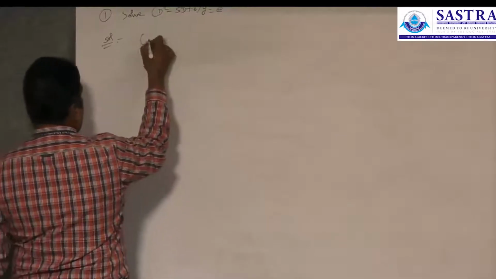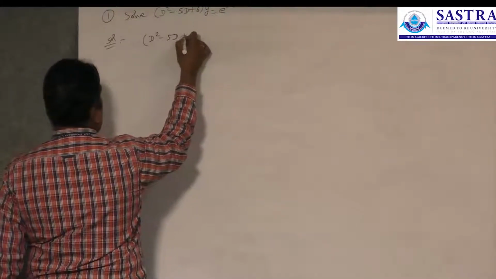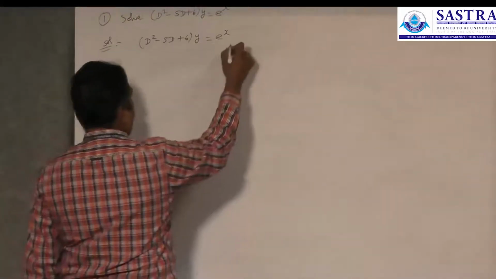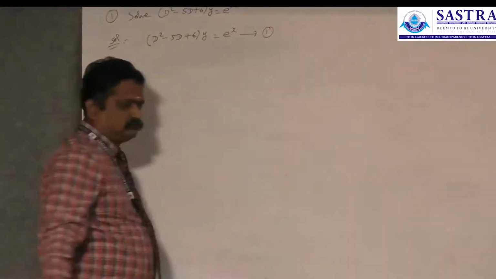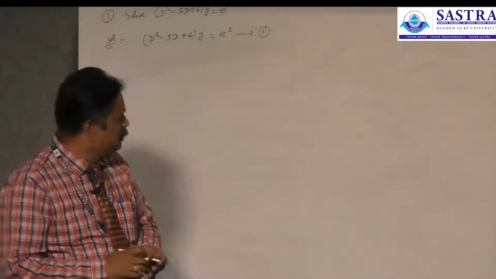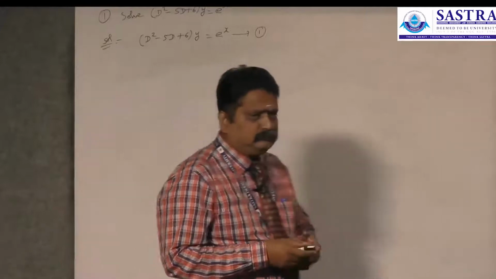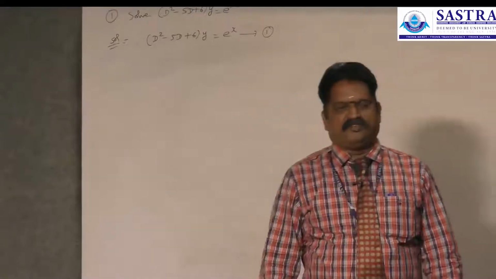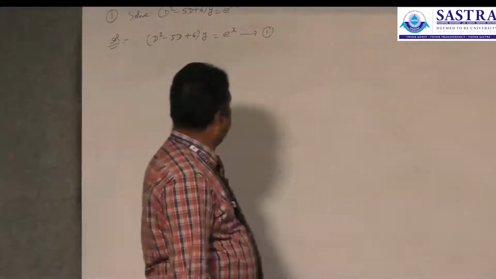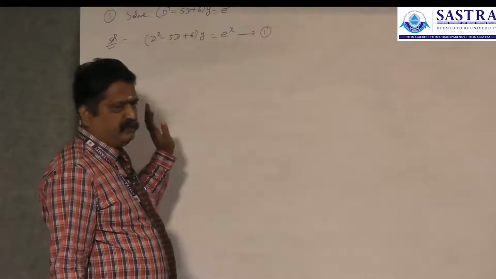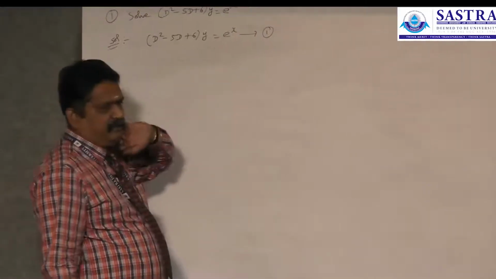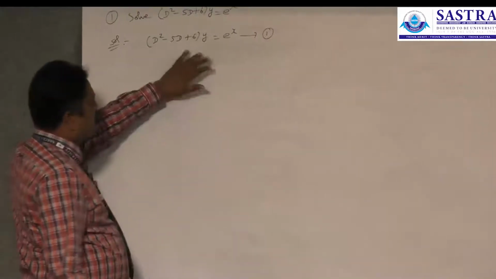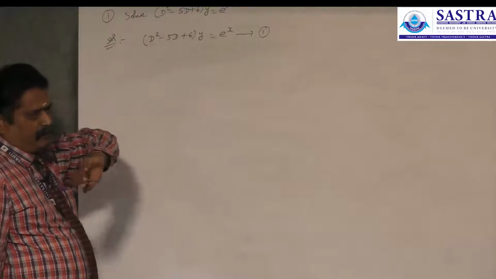Write down the given equation. Put equation number 1. The given equation is (D square minus 5D plus 6) y is equal to e power x. It is a second order linear differential equation whose right hand side is of the form e power x. The solution for this equation is complementary function plus particular integral.